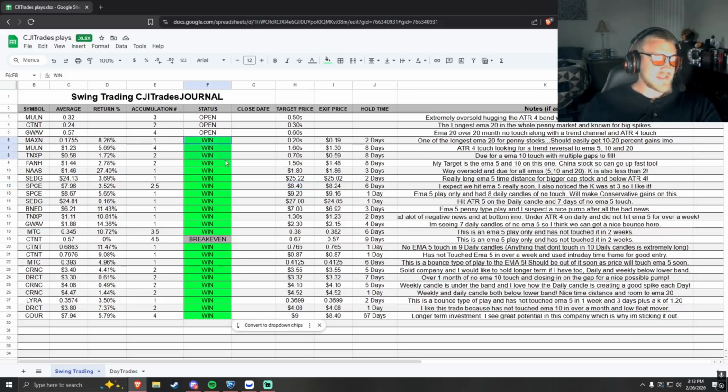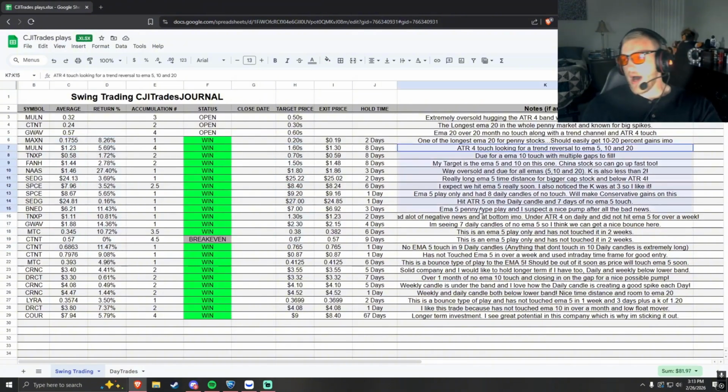As you can see, obviously the green are wins. I show percent returns, I show my averages, and my target prices and why. Why is this so important? This is important because you should never enter a trade and not know why you're making the trade.